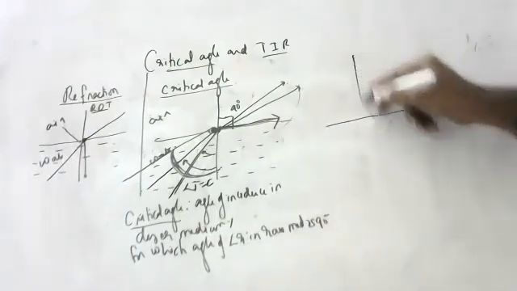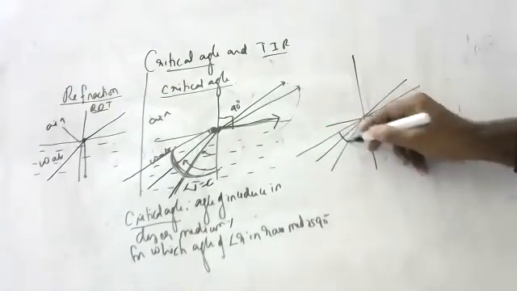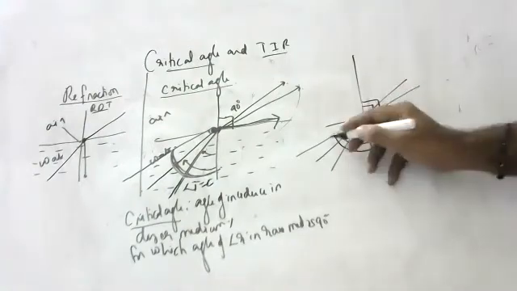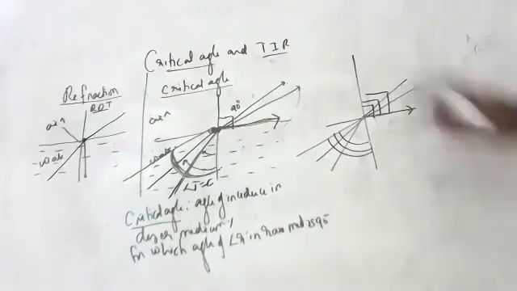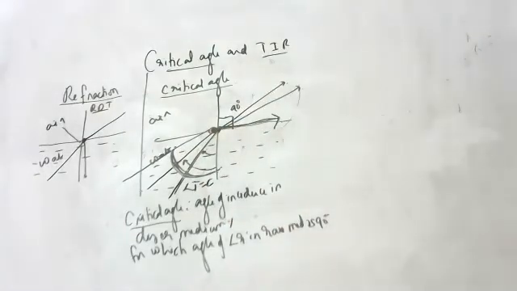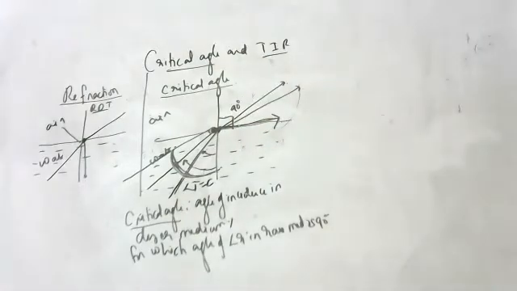Again, those who didn't understand, just see here. It will go like this. If you still increase, it will go like this. If you still increase, it grazes through the medium. That angle of incidence for which the angle of refraction is 90 degrees is called the critical angle. The angle of incidence in denser medium for which the angle of refraction in rarer medium is 90 degrees is called the critical angle. I hope you are able to understand, children.